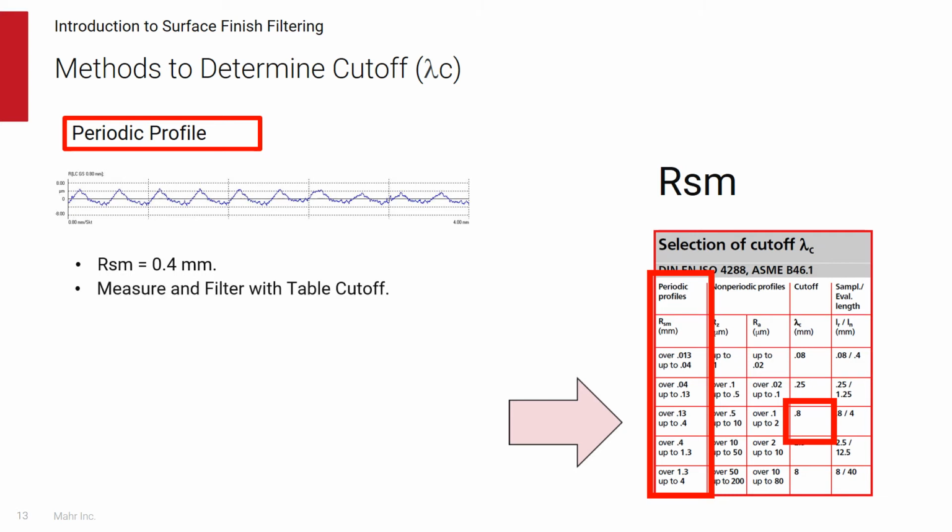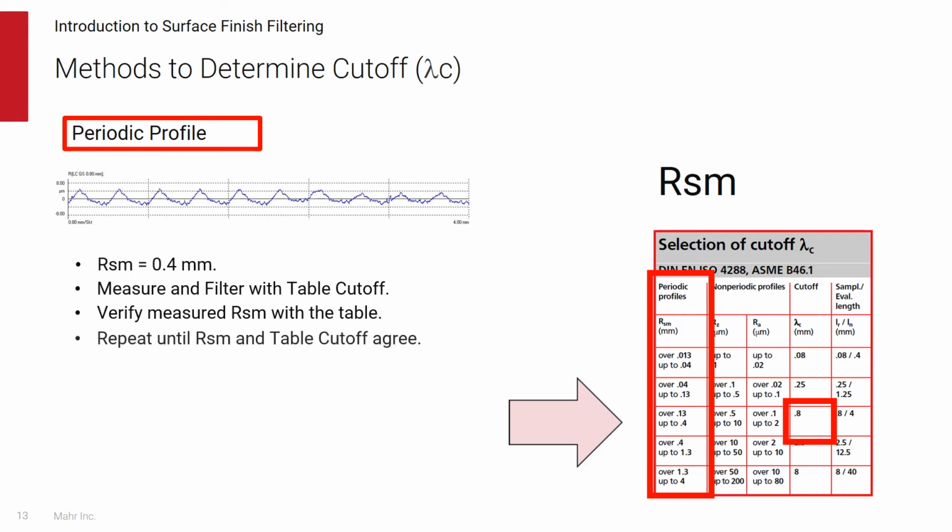Now, measure the profile and filter with the 0.8 millimeter cutoff. Select the RSM parameter to be calculated. Last, verify that the new RSM value fits the same range as the 0.8 millimeter cutoff. If it does, then the 0.8 millimeter cutoff is the correct cutoff to use. If the new RSM fits in a different range, repeat the above procedure with the new cutoff until the RSM value and the selected cutoff are in agreement with the table.